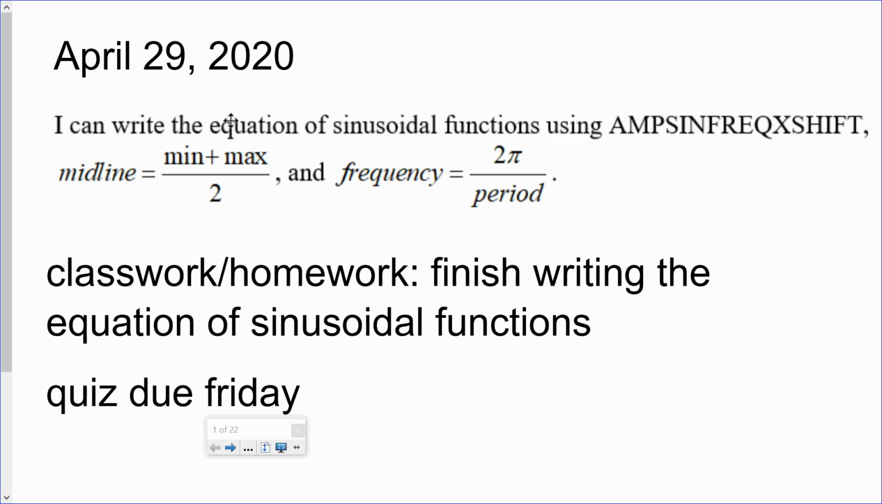So again, I can write the equation using amp sine freq shift. Midline equals min plus max over 2, and frequency equals 2 pi over the period. Very similar to what we've been doing for the past week. Now we're just going the opposite direction, so the main new stuff is right here. You're going to have to start with the midline, which is min plus max over 2, and the frequency, which is 2 pi over the period, just like period is 2 pi over the frequency.